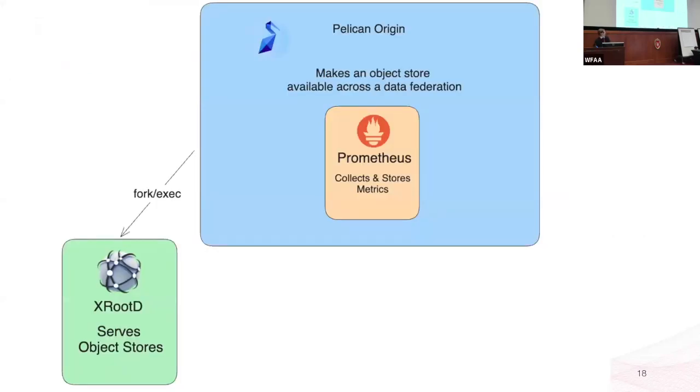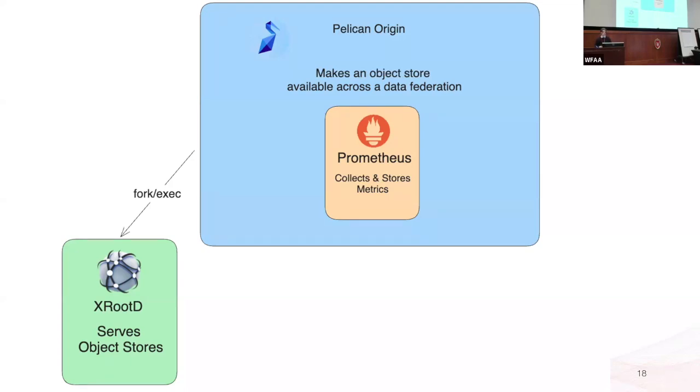So this is another architecture diagram, but this is an origin. Pelican uses a few different services. The one we use for collecting and storing our metrics is called Prometheus. Prometheus normally runs as an external service, usually in its own world isolated away from everything else. We integrate it as a library within the Pelican origin server, and this has some interesting implications.